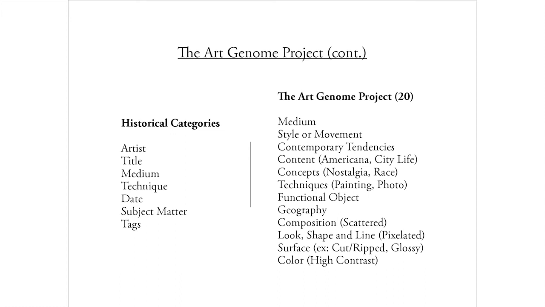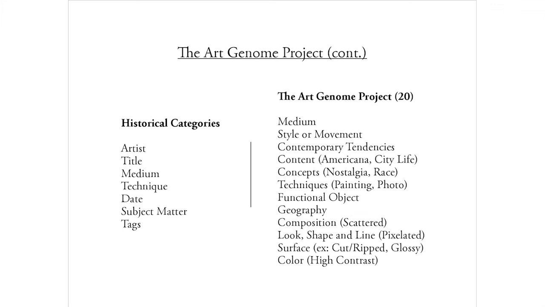We also have a category for content, iconography that you can find in a painting, such as Americana, city life. We have concepts, like associated ideas, which all of you, I'm sure, know is very important for contemporary art, like nostalgia, race. We have techniques, with different categories for each medium: specific techniques for painting, for photography, for performance. We have functional object genes. When we started out, we didn't have design in the Art Genome, and we realized, what's a big way to differentiate design and art? The fact that design is functional. So we created functional objects, things like tables and chairs, lighting.